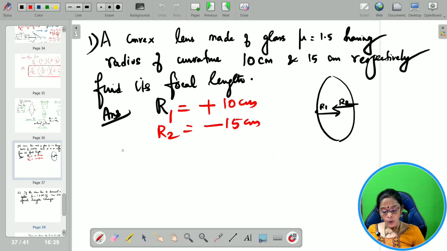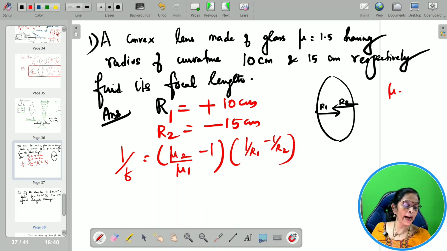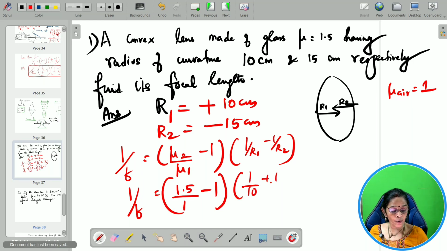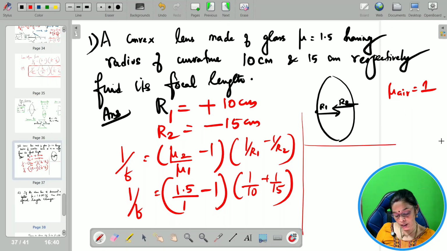So now 1 by f is equal to, use the lens maker's formula. First write the formula. For the formula it carries half a mark. Mu glass, that is mu 2 by mu 1 minus 1 into 1 by R1 minus 1 by R2. You have to know mu air is equal to 1 throughout. Or you can write 1 by f is equal to mu 2 is 1.5 by 1 minus 1 into 1 by 10 plus 1 by 15. Now that is all. Use the calculation.